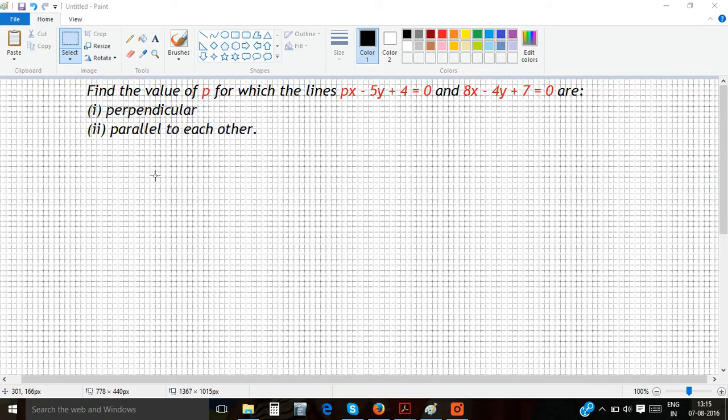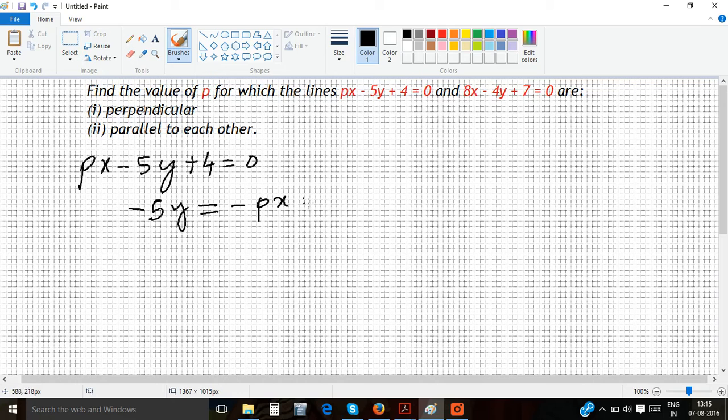Alright, so here goes. I'm going to write these two equations of a line. So I have px minus 5y plus 4 is equal to 0. The idea is to keep only y on the left hand side. So y is equal to something. Okay, so I'm going to retain y on the left side. That's minus 5y is equal to minus px minus 4. The p and the 4 come on to the right hand side.